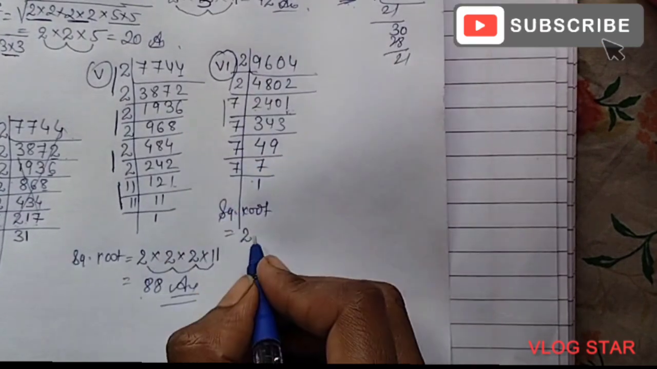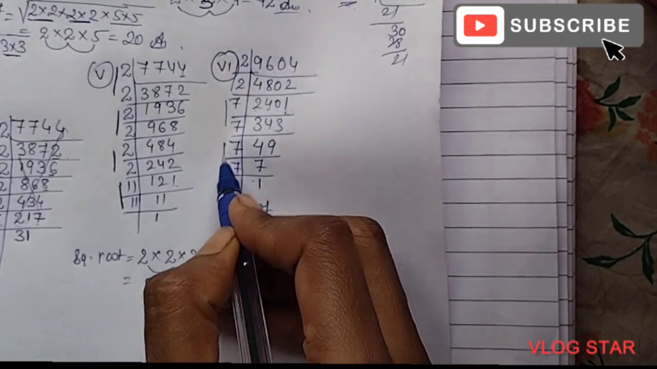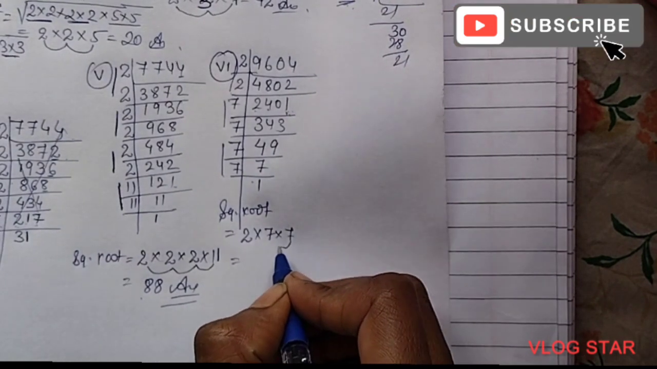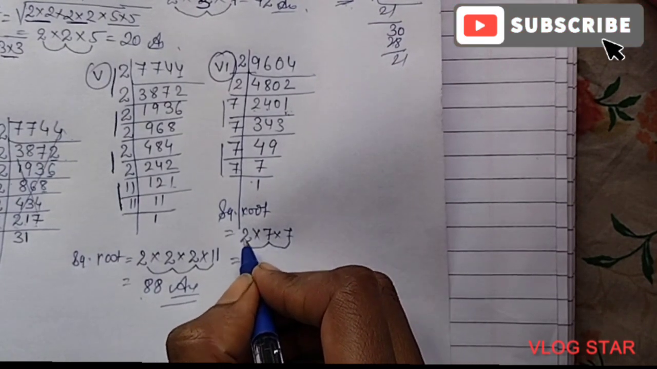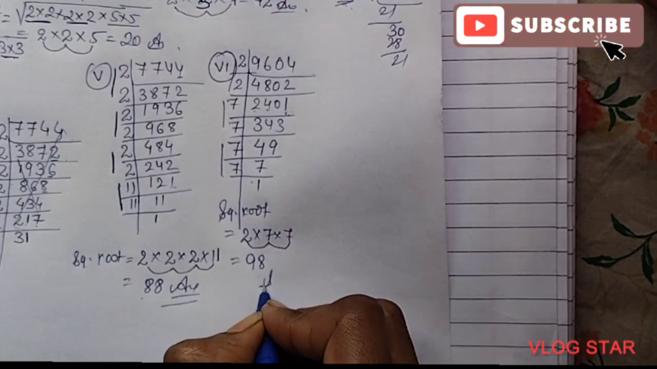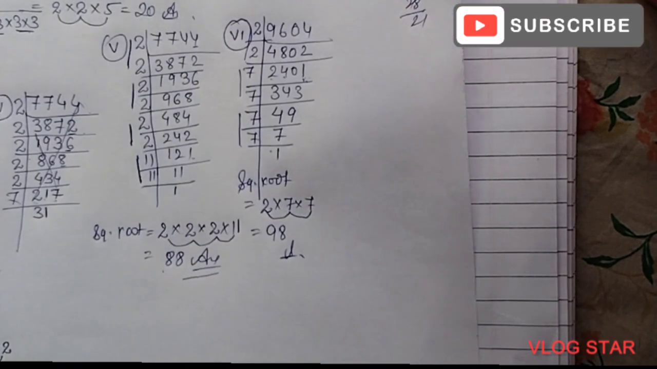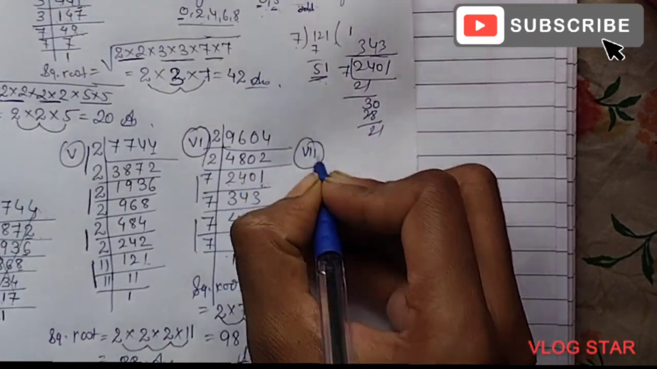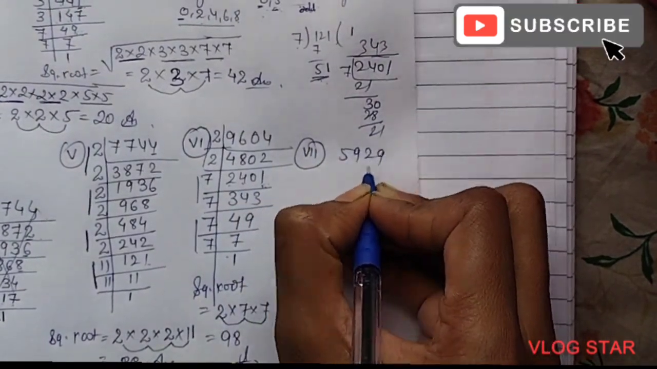There is a pair of 7, write 1 7 is there. So 7 7s are 49, and 49 into 2 is 98. Hope you understand. So next we will do the 7th question, that is 5929.